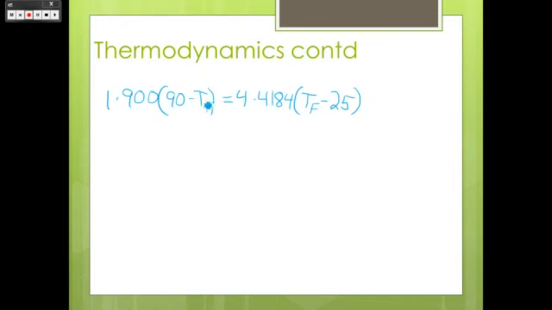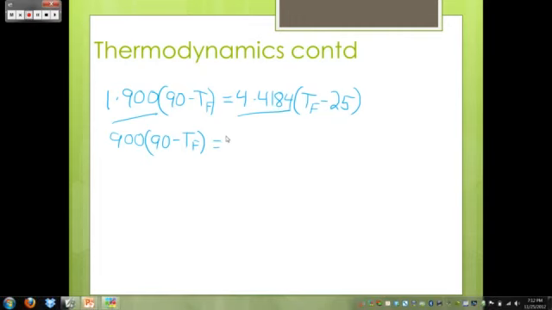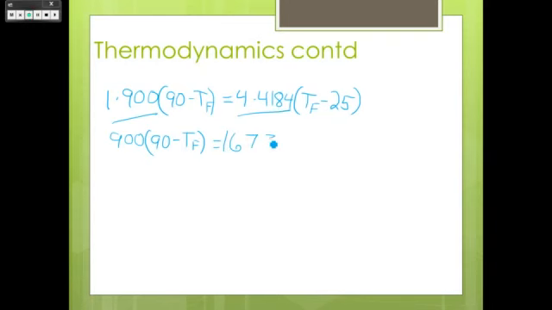Let's go ahead and start doing some multiplication. Just following the order of operations, if I look in the parentheses, there's nothing I can do inside of the parentheses. Then I look for exponents, none. Then I look for multiplications. Yes, I have one here and I have one here. So let's do those first. Then I get 900 times 90 minus TF equals 4 times 4184, which is 16,736 times my final temperature minus my initial temperature.